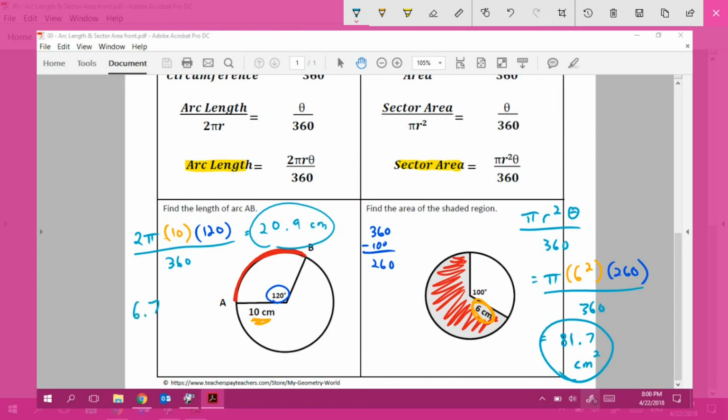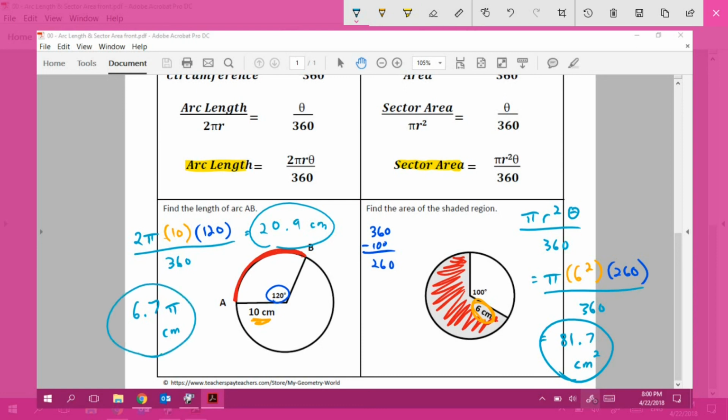But then when I write my answer, I'm going to put the pi back in, and I put the units. So 6.7 pi centimeters. Because watch, if I type 6.7 pi in the calculator, that's about my answer that I had before. 6.7 pi centimeters.